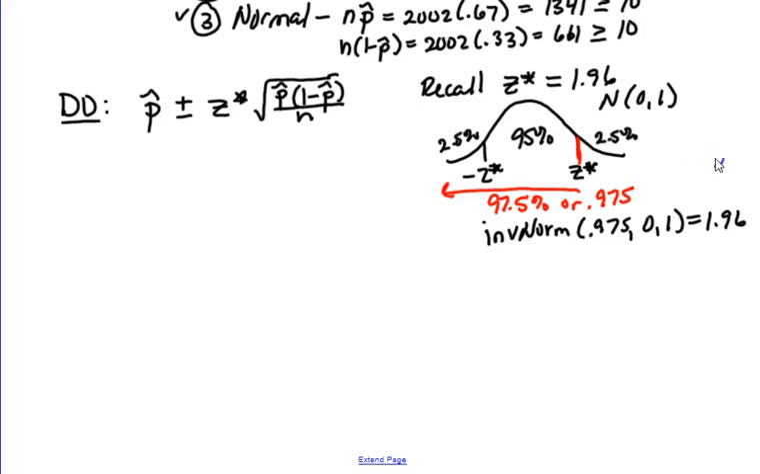My p hat is 0.67 plus or minus my Z critical value 1.96. This is telling me I am adding and subtracting 1.96 standard deviations from my point estimate of 0.67. So this would be 0.67, this would be 0.33, and this would be 2002. Now, if I do the computations for this, which I can just do on my calculator, I may just pause for a minute and do this and then show it to you.